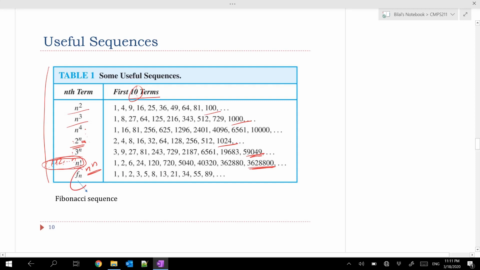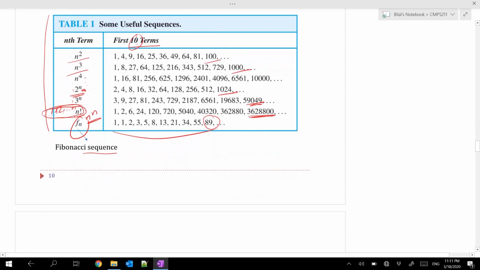One particular pattern is the Fibonacci pattern or Fibonacci sequence because it appears in many applications in computer science and engineering. While the terms do not increase that much, still you have to know about it and know how to program it, how to calculate it, and how to use it in the near future. Good.